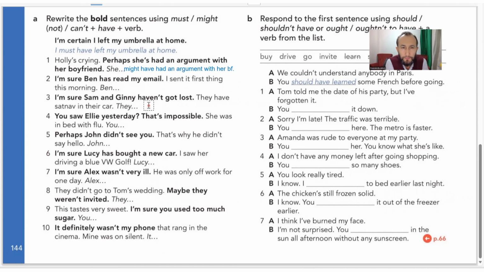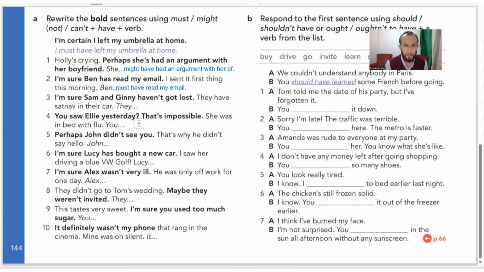Sadaqat, you want to try number two? Ben must have read my email. Very good. So I'm sure Ben has read my email. So Ben must have read my email. Okay, good. So must have read my email. Ben must have read my email. Very good.